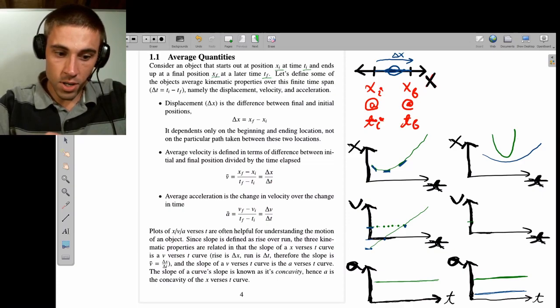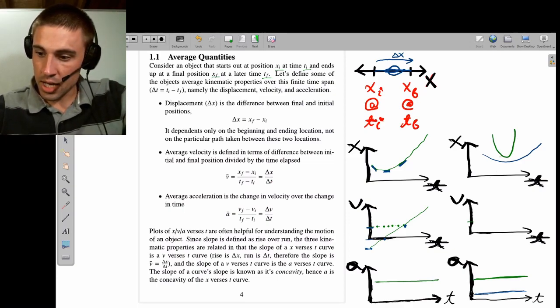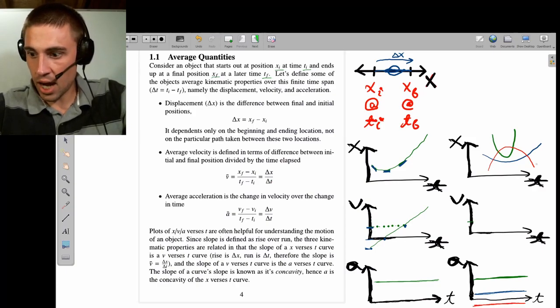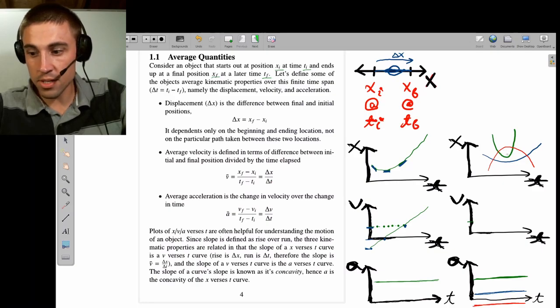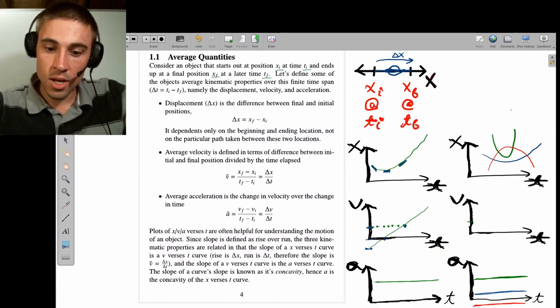And if I were to throw another one in here, let's say a red one that's sloping downwards, it would have a negative acceleration because it's now concave down. And the overall height of these parabolas in the position versus time curve wouldn't really matter. It doesn't matter if you take the green curve and move it way up to a different position. The acceleration is going to be exactly the same. Okay, so that's a bit about average quantities.